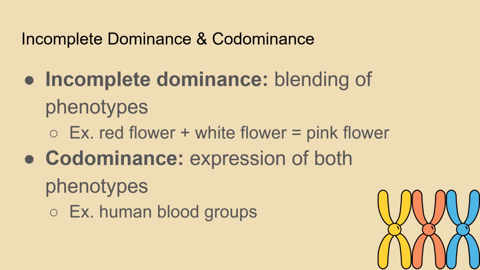Two other important traits to go over are incomplete dominance and codominance. Incomplete dominance is a blending of phenotypes. For example, if you have a red flower crossing with a white flower, you'd get a pink flower. The way I think of it, I just think it's incomplete, so neither of those two phenotypes are expressed. It's more of a blending, in the middle, like an intermediate. And then codominance is when both phenotypes are expressed in an individual. One example is human blood groups. So just think like both phenotypes are existing together.